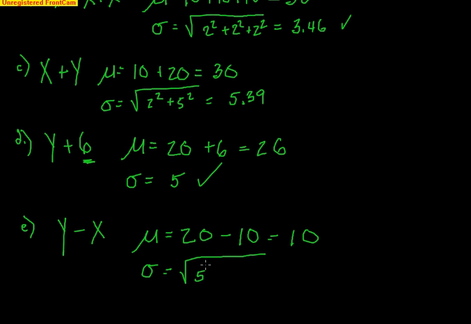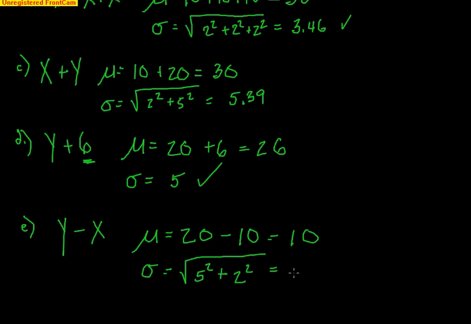of y, plus 2 squared is the variance for x. I still add, even though you're subtracting. That's because variance and standard deviation always build up. They never decrease. Never. So it'd be the square root of 5 squared plus 2 squared, which is 5.39, the same as it was before. Okay?